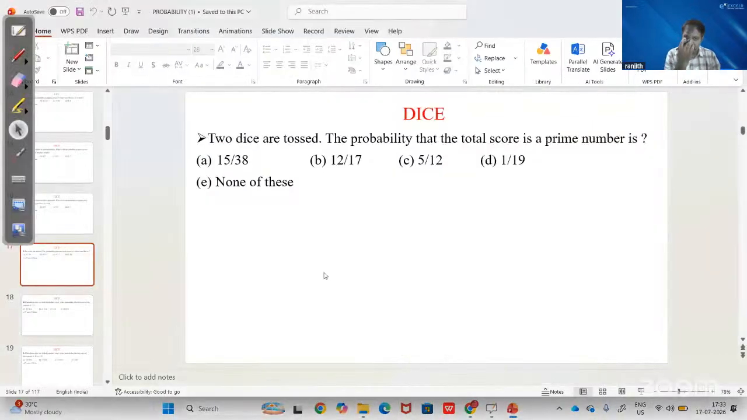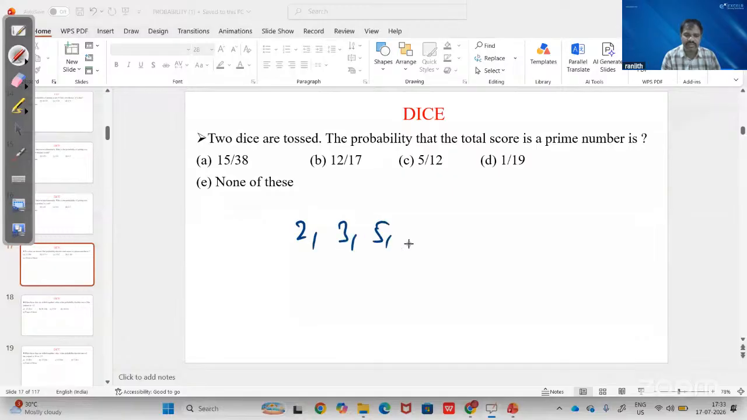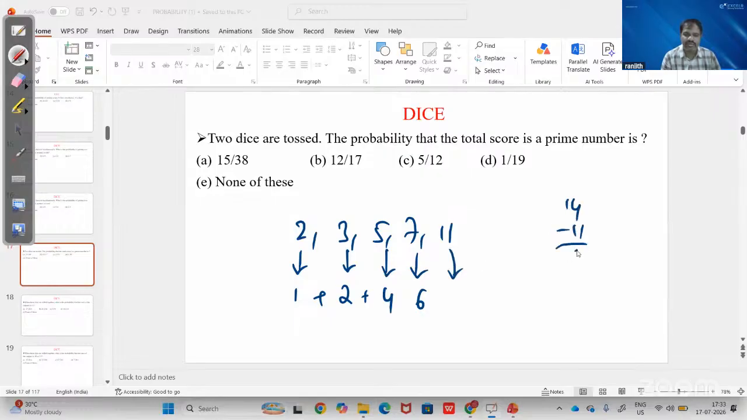Two dice are tossed. What is the probability that the total score is a prime number? What are the prime numbers we are having? 2, 3, 5, 7, 11. For 2 there is 1 case, for 3 there are 2, for 5 there are 4, for 7 there are 6, and for 11 there are 14 minus 11 equals 3, which gives 2. So we need to add all the values.